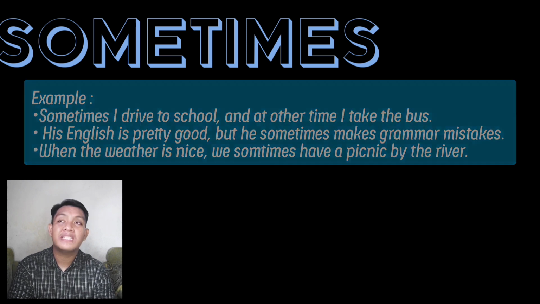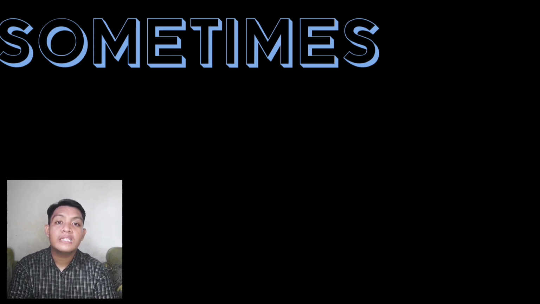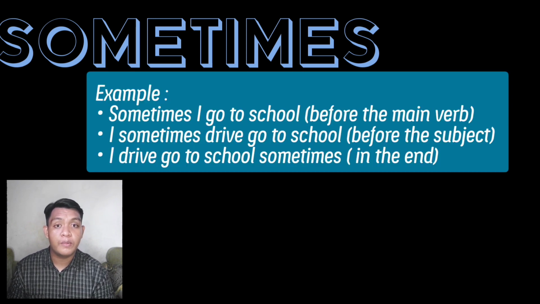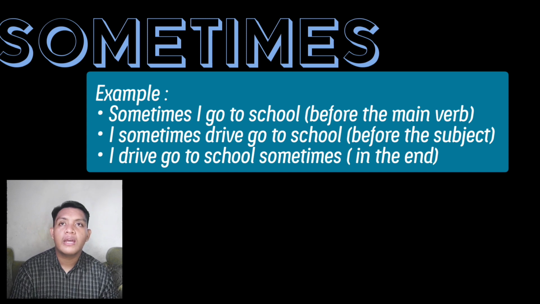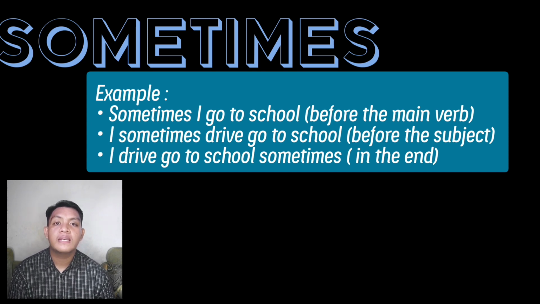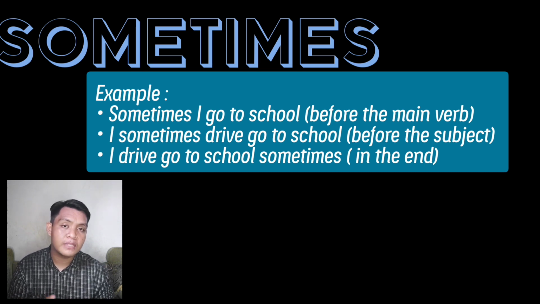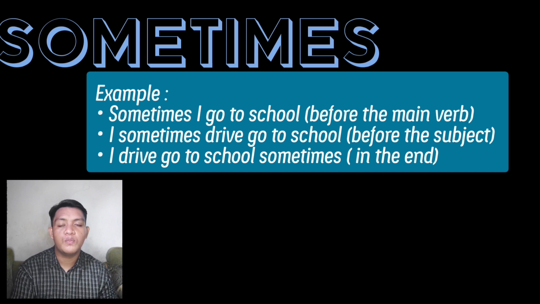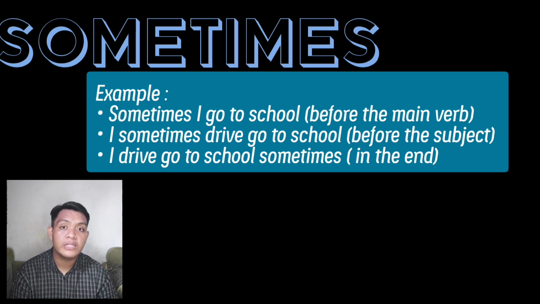And sometimes is typically used with the simple present and simple past, and it can be placed immediately before the main verb or before the subject. Okay, for example, first, sometimes I go to school, or I sometimes go to school. And it can also be used at the end of the phrase. For example, I drive to school sometimes.